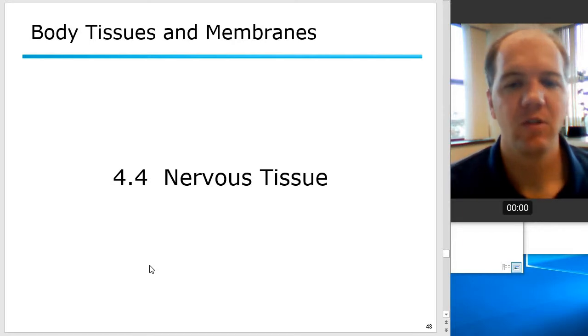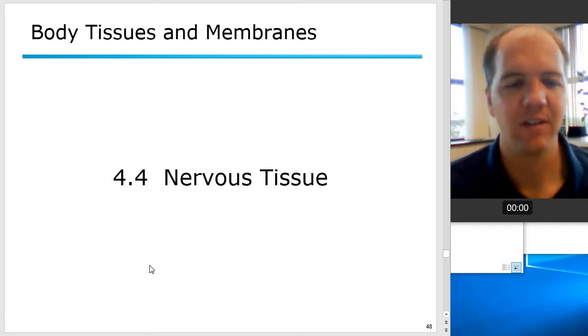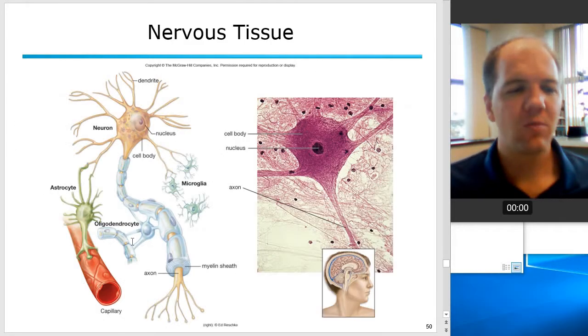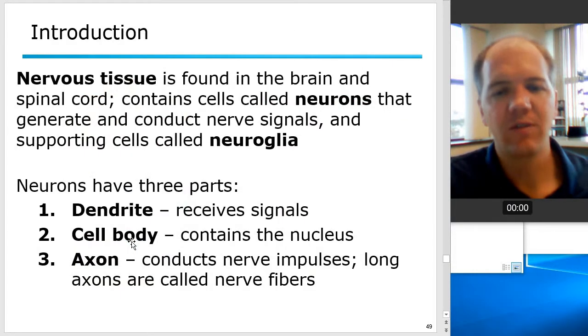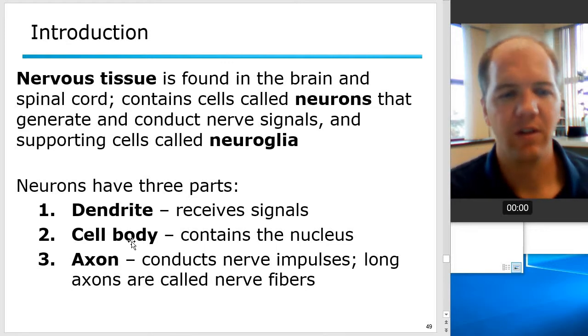The final type of tissue in this chapter is the nervous tissue. So the four tissues we've talked about are epithelial tissue, connective tissue, muscle tissue, and now finally nervous tissue. Nervous tissue you probably know a little bit about, you probably know its function, and that is communication. So it's found in the brain and spinal cord and in the nerves.